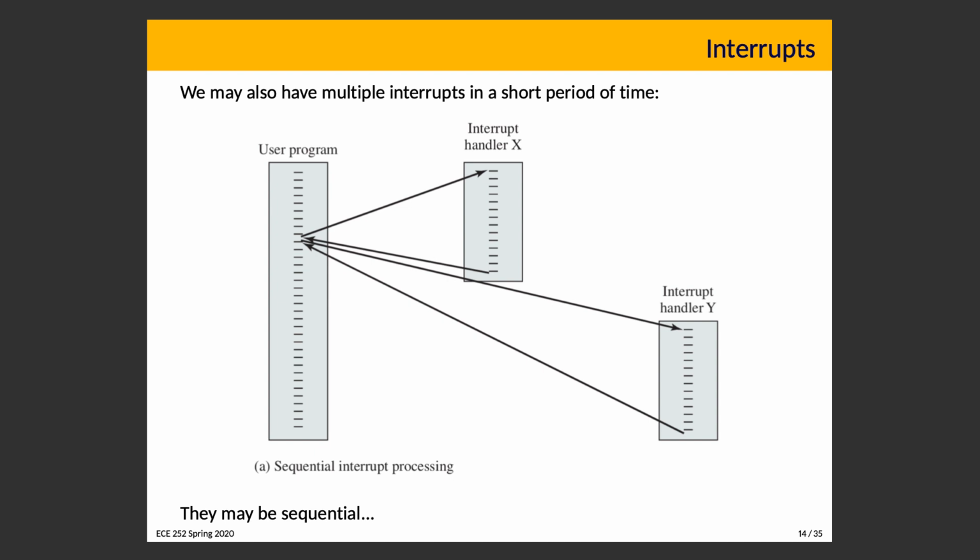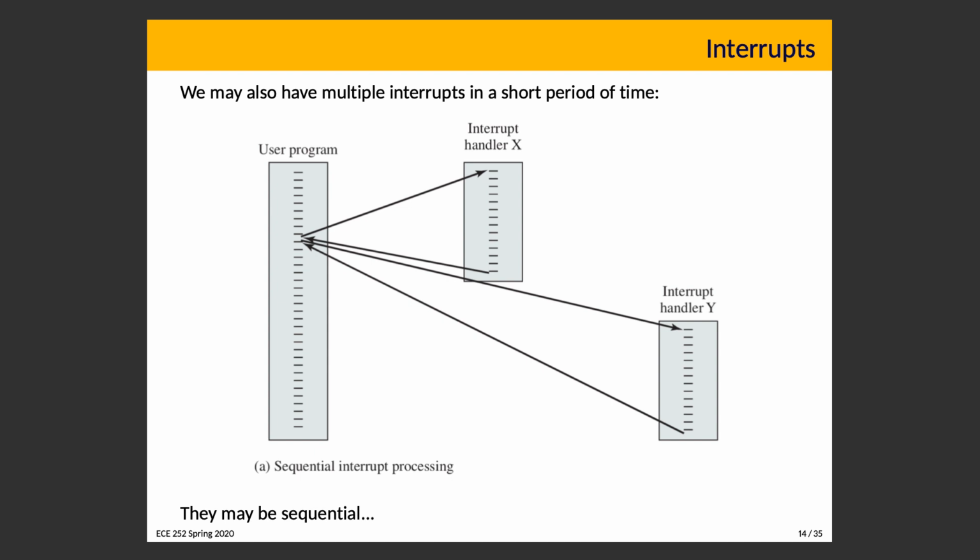No offense, though. Now, if you have multiple interrupts in a short period of time, you can end up with one of two scenarios here. The first one that's shown is what happens when interrupts are sequential. Interrupt handler X runs to completion, and then interrupt handler Y happens after that. That's what happens when two people want to ask a question at the same time. I answer one question completely, and then I go on to the next one.